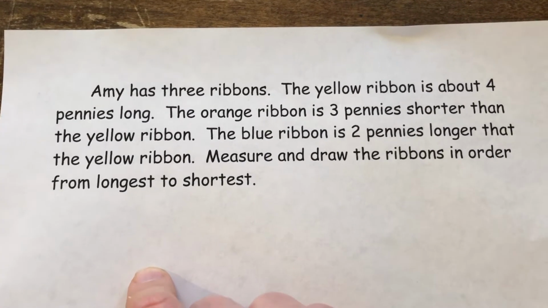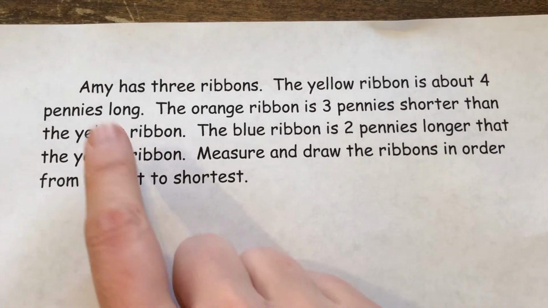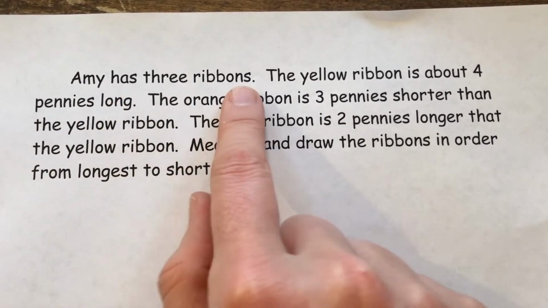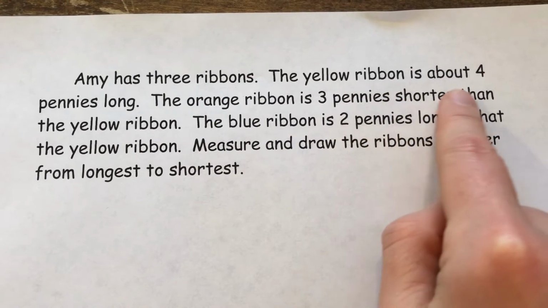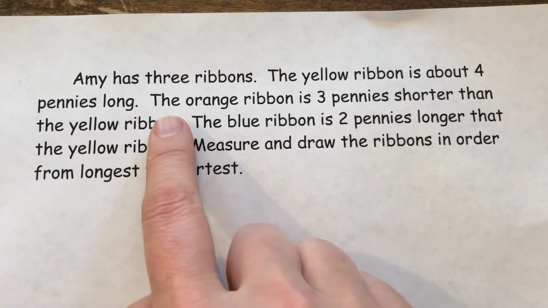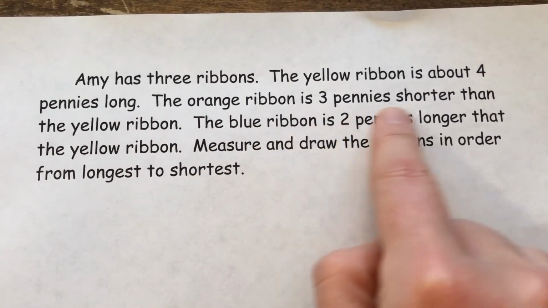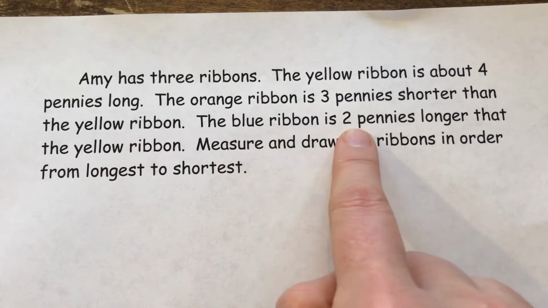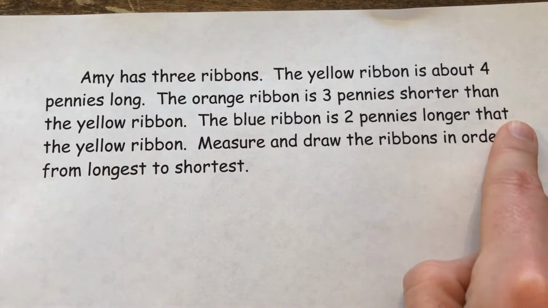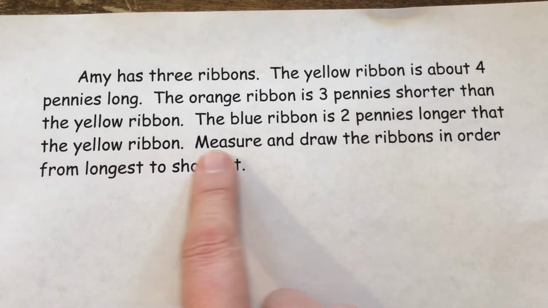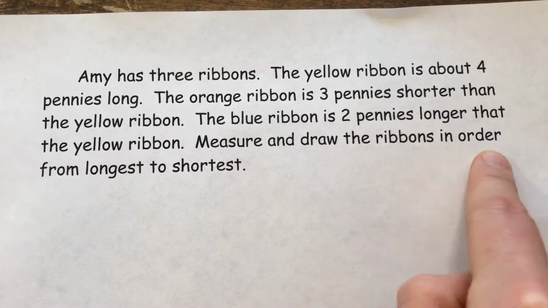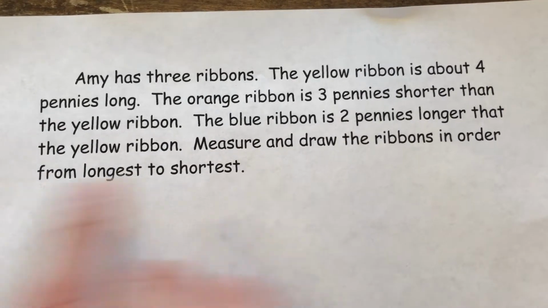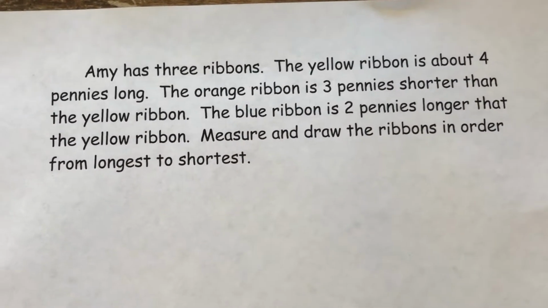All right, my friends, I'll read it first, and then you read it with me the second time. Amy has 3 ribbons. The yellow ribbon is about 4 pennies long. The orange ribbon is 3 pennies shorter than the yellow ribbon. The blue ribbon is 2 pennies longer than the yellow ribbon. Measure and draw the ribbons in order from longest to shortest. And let me fix that mistake.